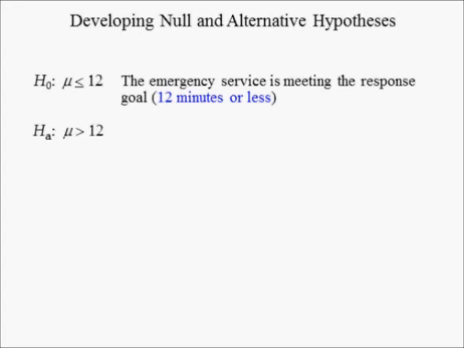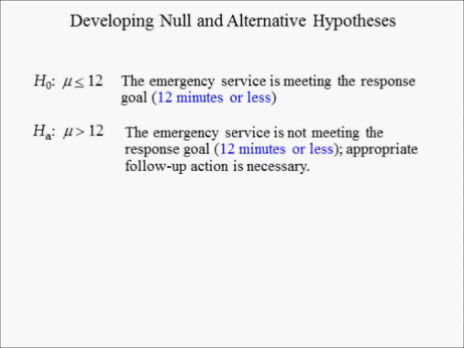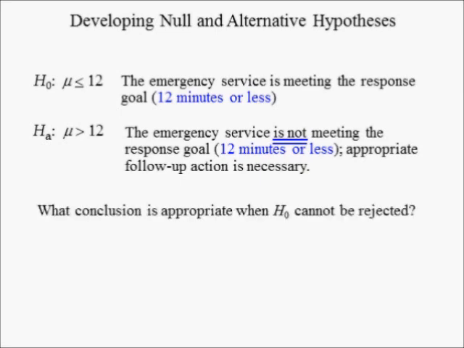The alternative hypothesis would be population mean mu is greater than 12 minutes, which suggests emergency service is not meeting the response goal of 12 minutes or less. If the alternative is true, follow-up action is necessary. That is, the hospital might want to consider buying a helicopter to improve its average response time, for example.